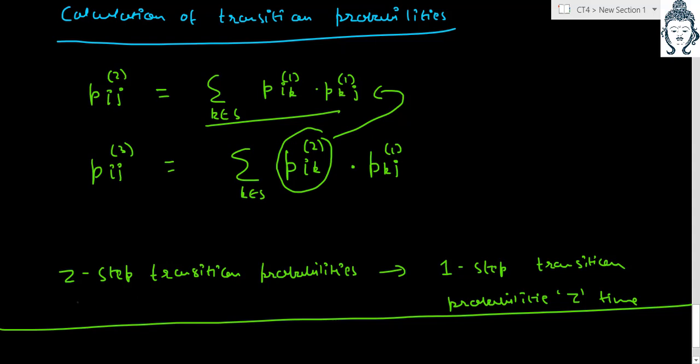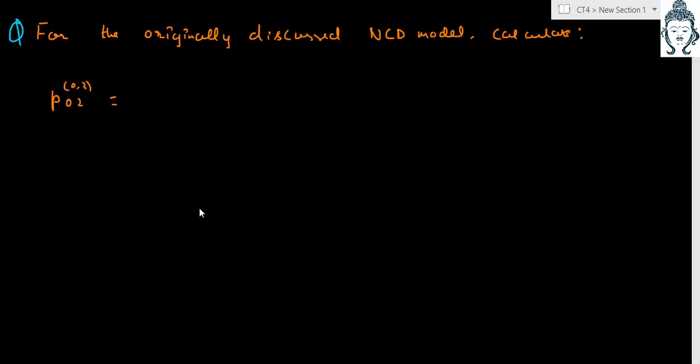Let's take a question and try to see how we go about doing it. How do I calculate the z step transition probability for a given Markov chain? Let's take an example. For the originally discussed NCD model, calculate the probability of transitioning from state 0 to state 2 from time 0 to 3. This is what I want to calculate for my original NCD model, that is the probability of a policyholder getting from 0 to 40% discount, state 2, in 3 years from time 0 to 3. So how will I go about calculating this?